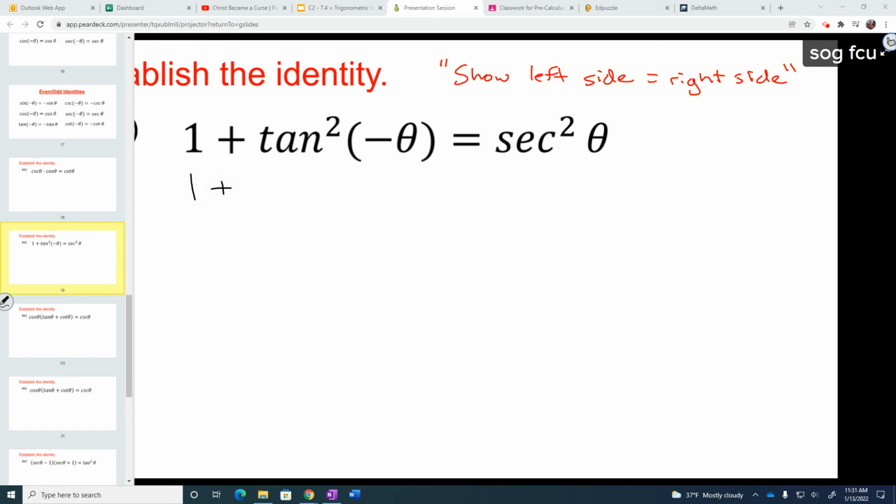Now this tangent squared of negative theta, is this the same thing as tangent of negative theta, squared, or is it the same thing as tangent of negative, theta squared? Which one of those is the correct way to write that?